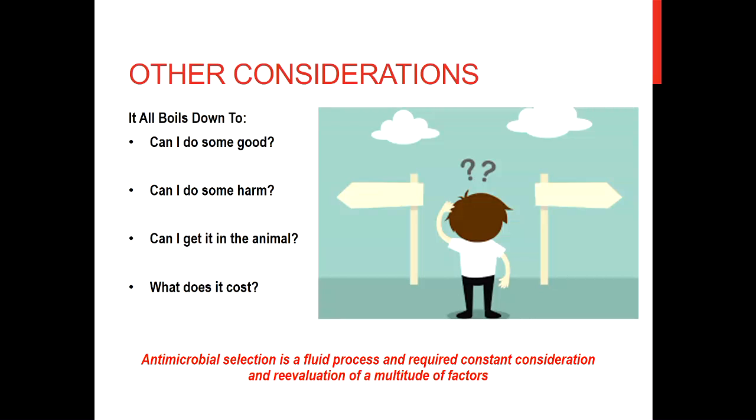Selecting an antimicrobial is a very fluid process. It's something that's going to require regular reevaluation of your thought processes, the disease conditions that you see, to make sure you're making the right decisions, because things change over the course of time. 50 years ago, oxytet was a great choice for BRD. It was a great choice for pink eye. Today, it's not. Resistance has emerged, and it just doesn't work as well.